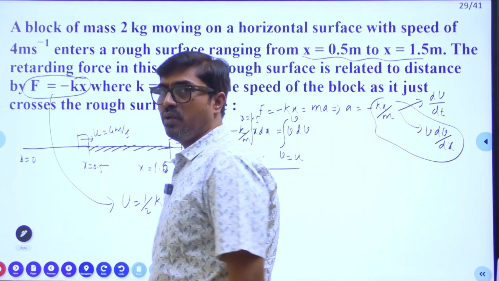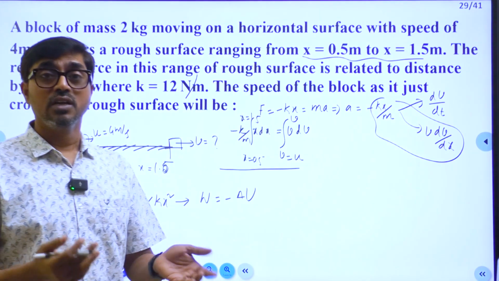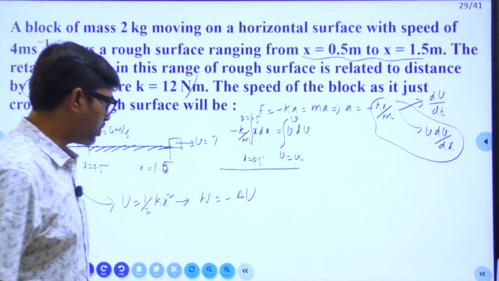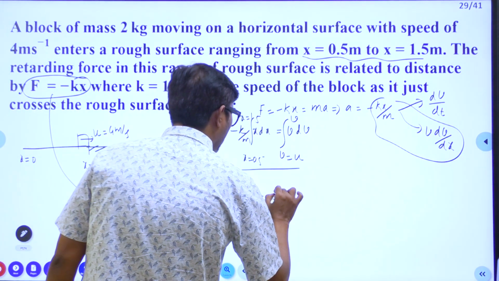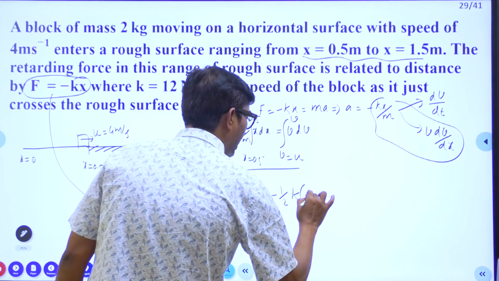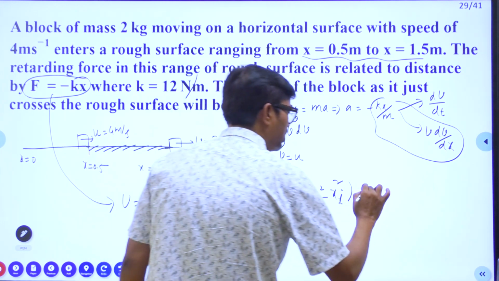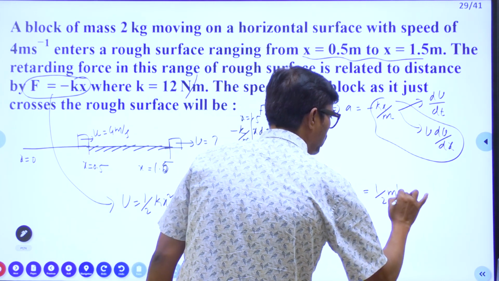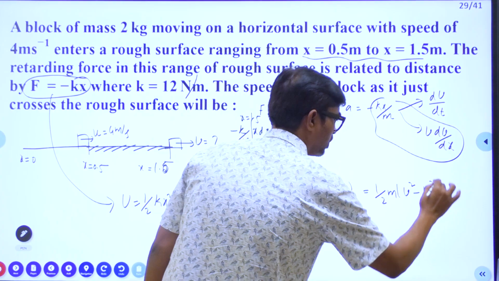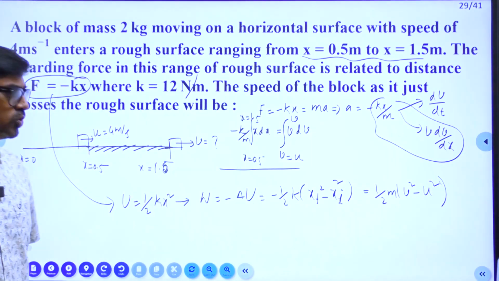I hope you know that whenever a conservative force works, it loses energy. That's why that minus there. So that will be equal to minus of half k into x final square minus x initial square. And using work energy theorem, this must be equal to half m into v square minus u square. Okay, that's all. Problem is over.